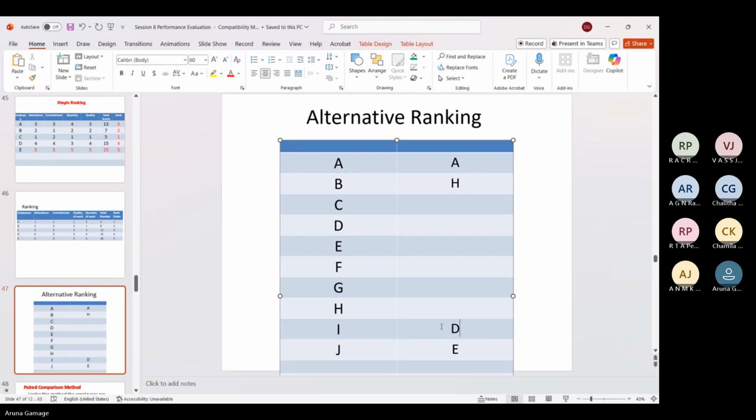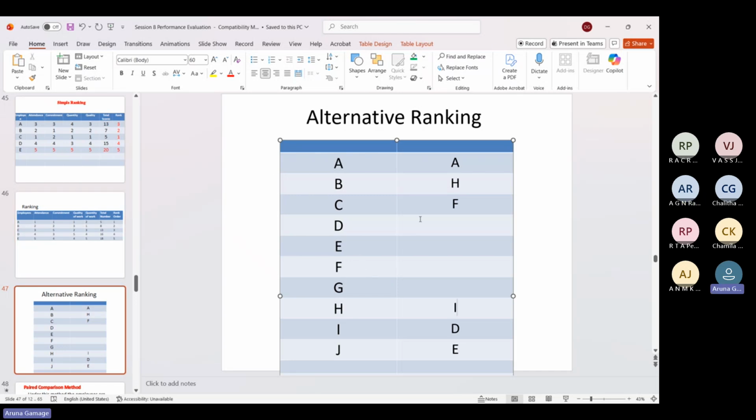How many employees are remaining? 6 employees remaining. Out of 6, select the best and worst. Who is the best out of 6? Employee H, already we have selected, no? Employee F. Okay. Who is the worst? Employee I. Okay. Now we have selected 6.